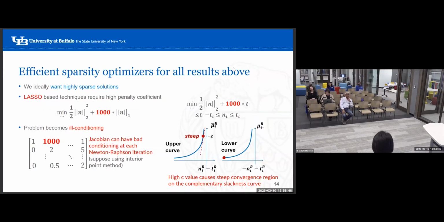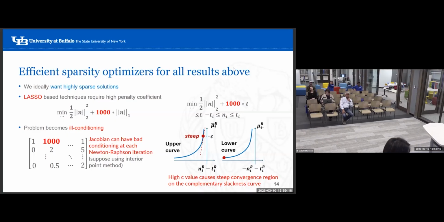So then the question is, how could we efficiently encourage sparsity and get the solutions we need? Ideally, we want the solution to be as sparse as possible because we want the minimum set of locations. But this is not easy because one challenge is ill conditioning. Using some traditional method like lasso to enforce sparsity usually needs a very high parameter to penalize the non-sparsity of the solution. And this leads to ill conditioning.